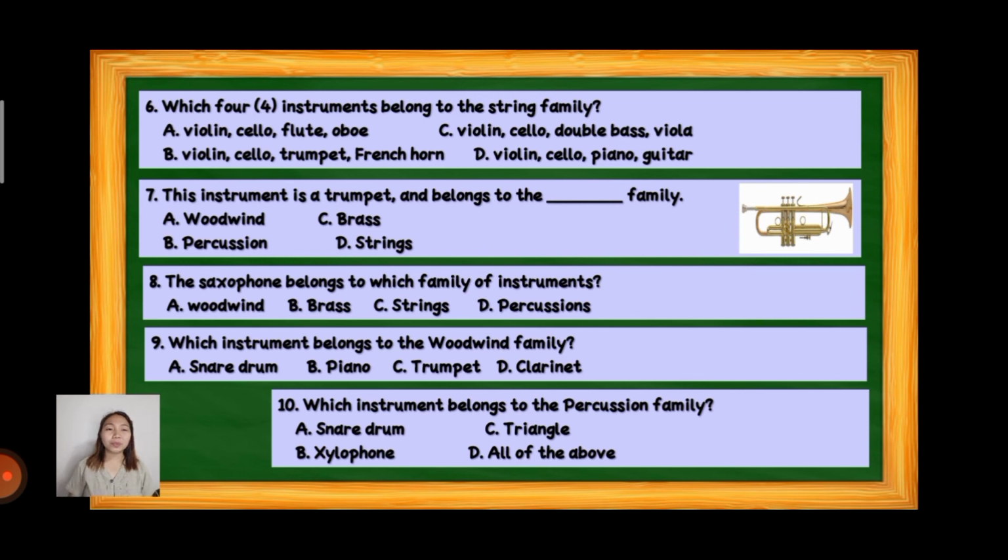Number 9. Which instrument belongs to the woodwind family? A. Snare drum. B. Piano. C. Trumpet. D. Clarinet. And number 10, which instruments belong to the percussion family? A. Snare drum. B. Xylophone. C. Triangle. O D. All of the above. Okay. Ang inyong answer, adto ninyo isend sa ko ang messenger. Inyo hara i-PM nako. Okay?